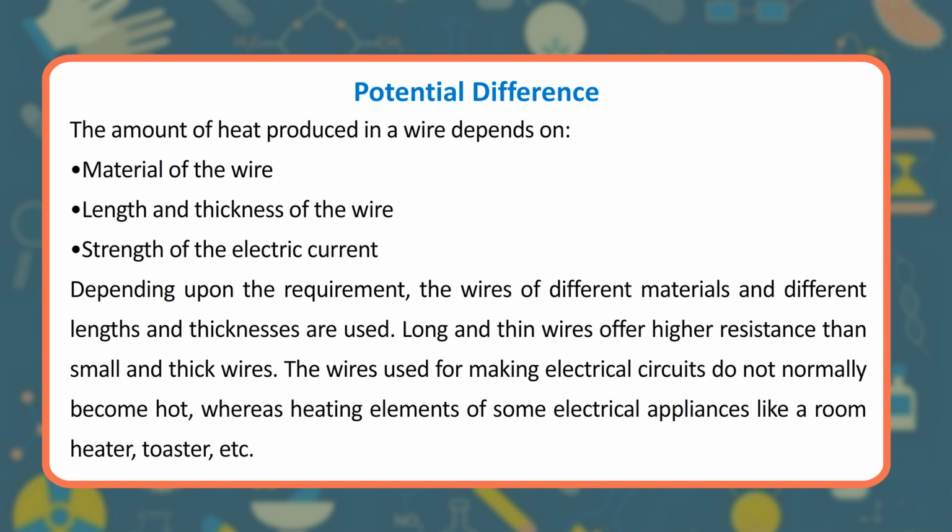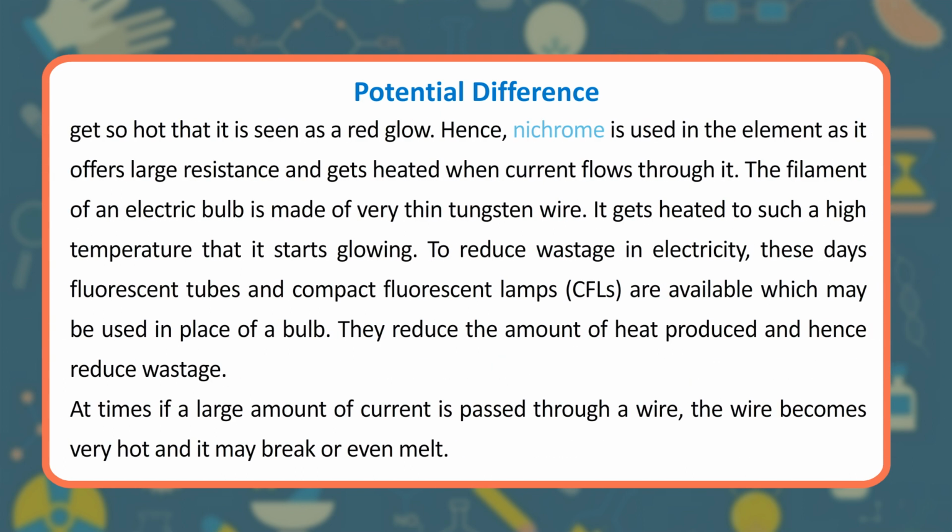Long and thin wires offer higher resistance than small and thick wires. The wires used for making electrical circuits do not normally become hot, whereas heating elements of some electrical appliances like a room heater, toaster, etc. get so hot that it is seen as a red glow. Hence, nichrome is used in the element as it offers large resistance and gets heated when current flows through it.